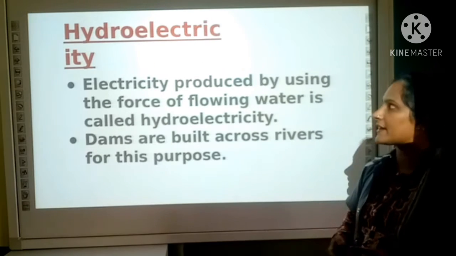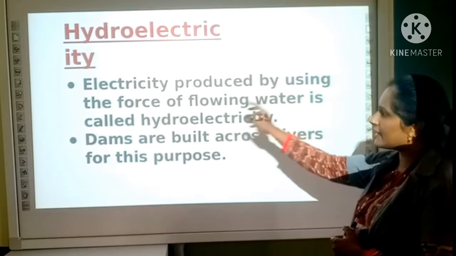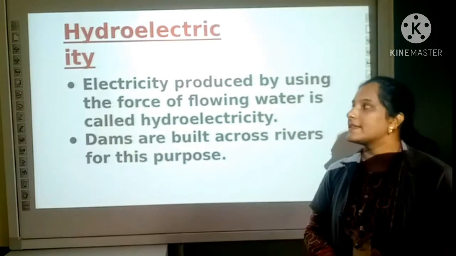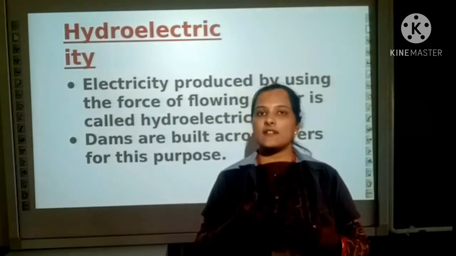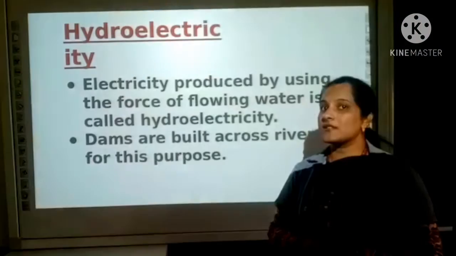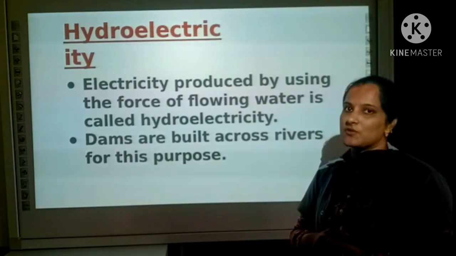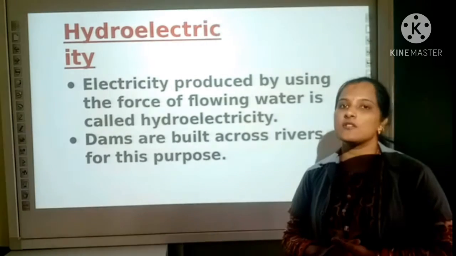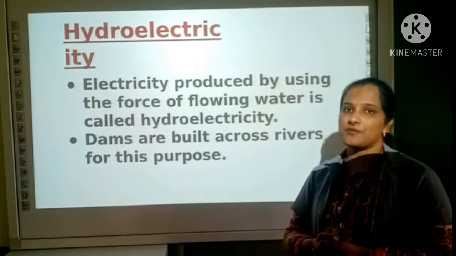Then hydroelectricity. Now what is it? So electricity produced by using the force of flowing water is called the hydroelectricity. See, hydro means related to the water and electricity means electricity related to the water. Hydroelectricity means तो जब भी हम flowing water का यूज करके इलेक्ट्रिसिटी बना रहे हैं तो उसको हम क्या बोलेंगे hydroelectricity. And for this purpose dams are also built. Dams पता है किस किस के लिए यूज होता है? Irrigation plus making the hydroelectricity also.